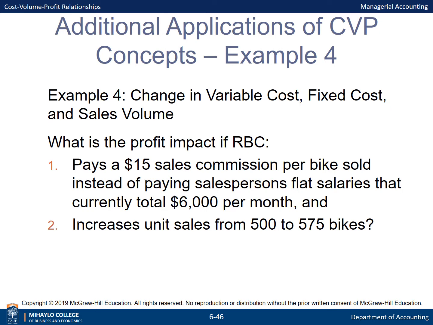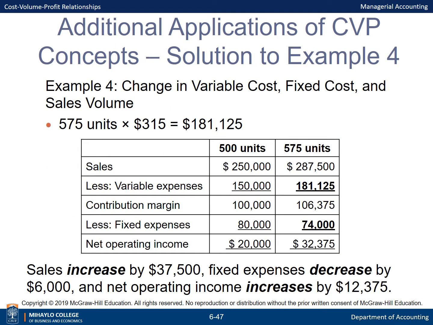Example 4. Change in variable cost, fixed cost, and sales volume. What is the profit impact if RBC 1. Pays a $15 sales commission per bike sold instead of paying salespersons flat salaries that currently total $6,000 per month, and 2. Increases unit sales from 500 to 575 bikes? With this change, sales increase by $37,500. Variable expenses are 575 units times $315, or $181,135. Fixed expenses decrease by $6,000, and net operating income increases by $12,375.